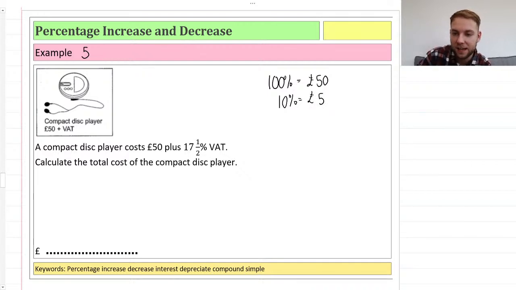If I want to find 17.5%, there's actually a quick way to do this. I'd find 10% first, which is going to be equal to £5. I'm then going to find 5%, which is going to be £2.50. But then, so I've got 15%, and what's left over to get 17.5 is 2.5. So I've divided this by 2, haven't I? If I divide by 2 again, I get that 2.5%, and that's equal to £1.25.